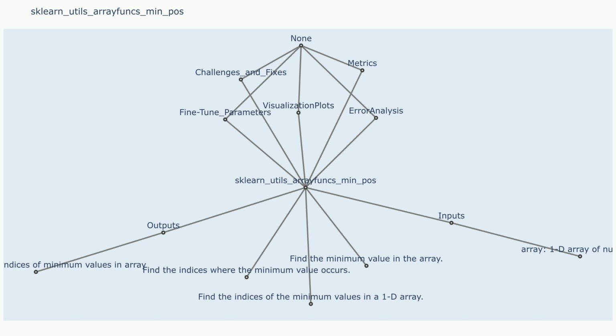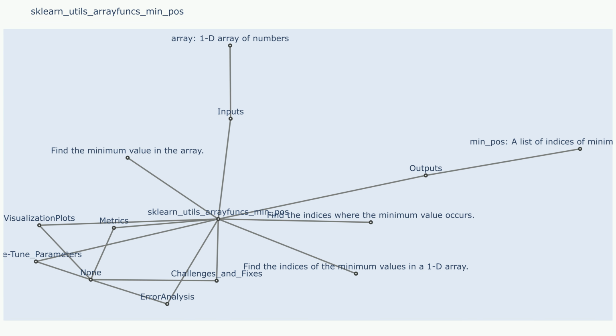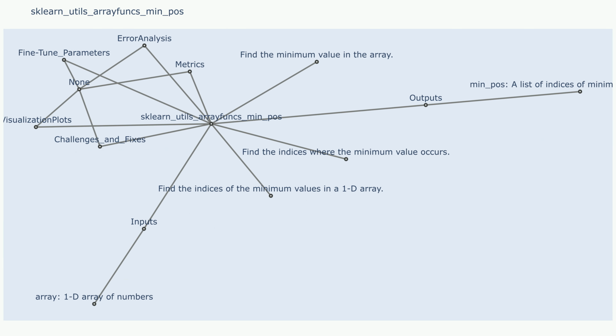sklearn.utils.arrayfuncs.min_pos. Description: the min_pos function is used to efficiently find the index of the minimum value in a NumPy array or a sparse matrix. Inputs: the input array or sparse matrix where the minimum value needs to be found.